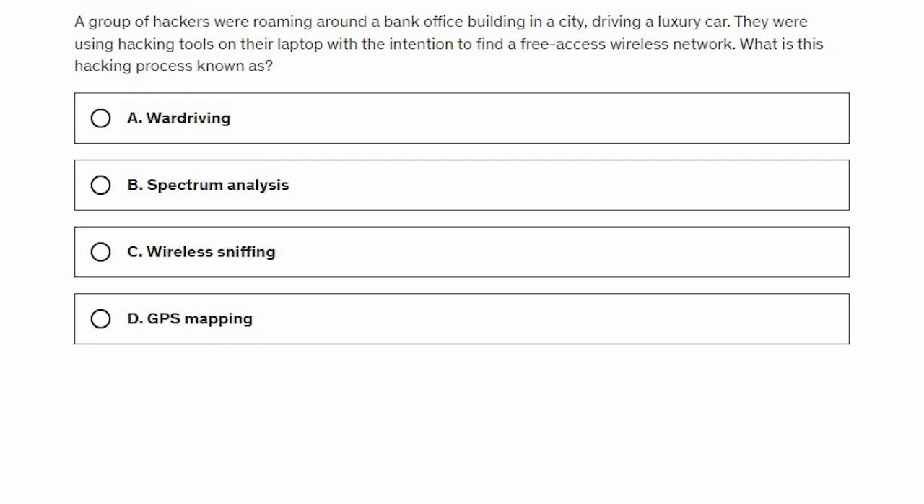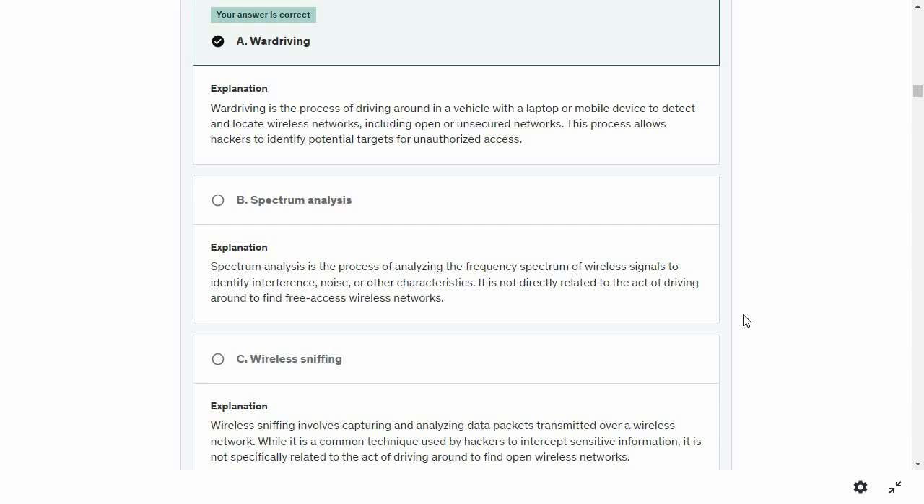A. Word driving. B. Spectrum analysis. C. Wireless sniffing. D. GPS mapping. Pause the video and answer this question. The correct answer is A, word driving.